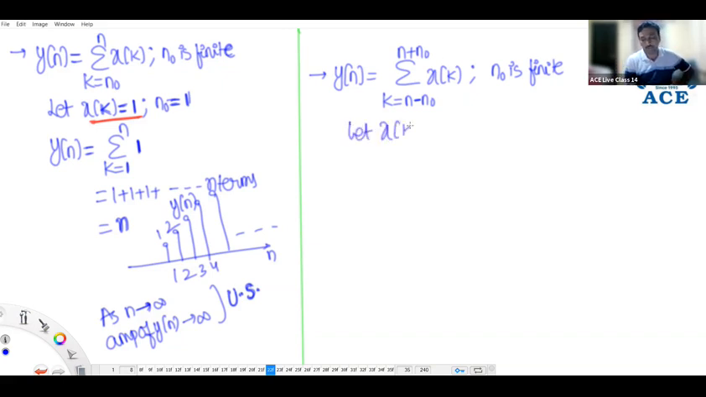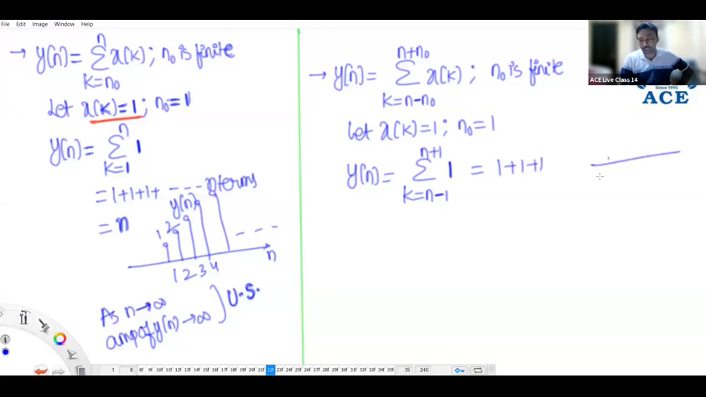I am following the same technique. Xk is 1 and n naught is 1. What will happen then? Sigma k equals n minus 1 to n plus 1 of 1. So 1 is added 3 times, because n minus 1 to n plus 1 means I have 3 samples, 3 indices. Amplitude becomes 3, finite. If I assume n naught as 1, we got 3, sir.